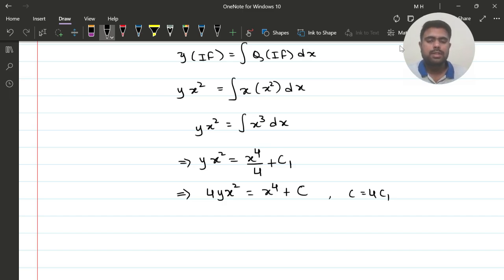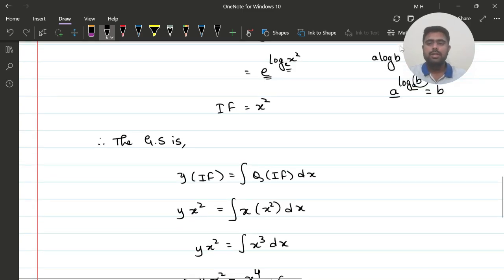Okay, so this is the general solution. That's all. First step, write down the given differential equation in the form dy by dx plus py equal to q. Second step, find the integrating factor e raised to integral p dx. Third step, write down the general solution given by y into integrating factor equal to integration of q into integrating factor dx. Okay, so this is how we can solve the given linear differential equation.